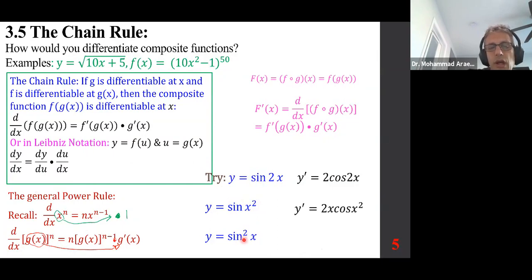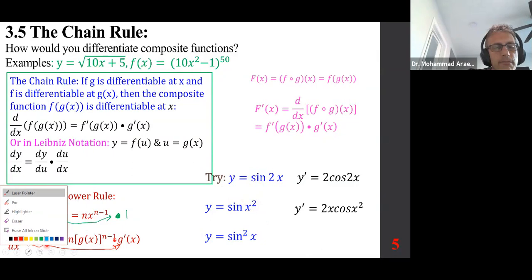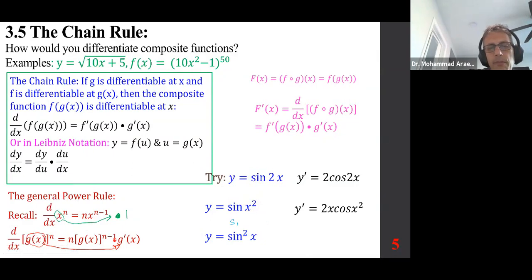Now this one is sine x to the power of 2. So if you rewrite it in this fashion, it makes it easier. So look at this. N sits in front, 2. Sine x to the power of 2 minus 1 or 1. And then g prime would be the derivative of the inside, the derivative of sine, which is cosine. And if we understood this, we should be in good shape.